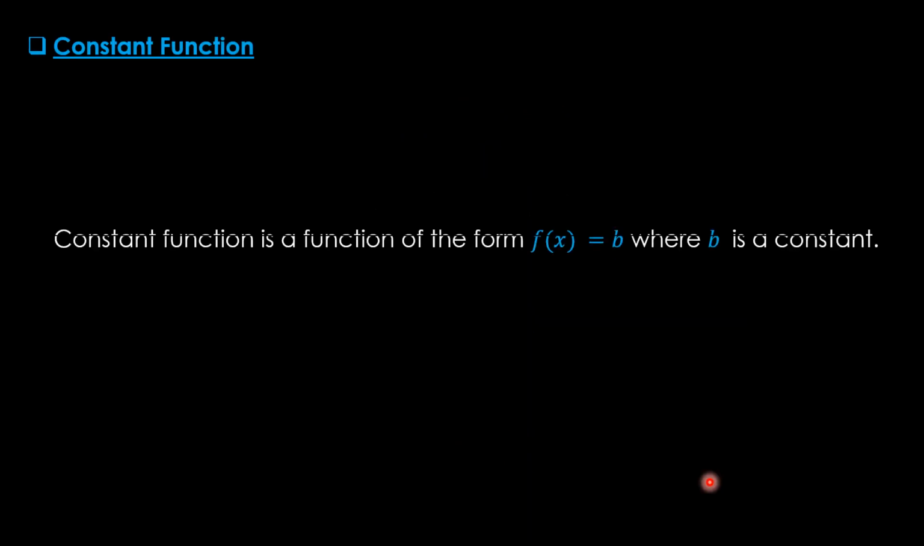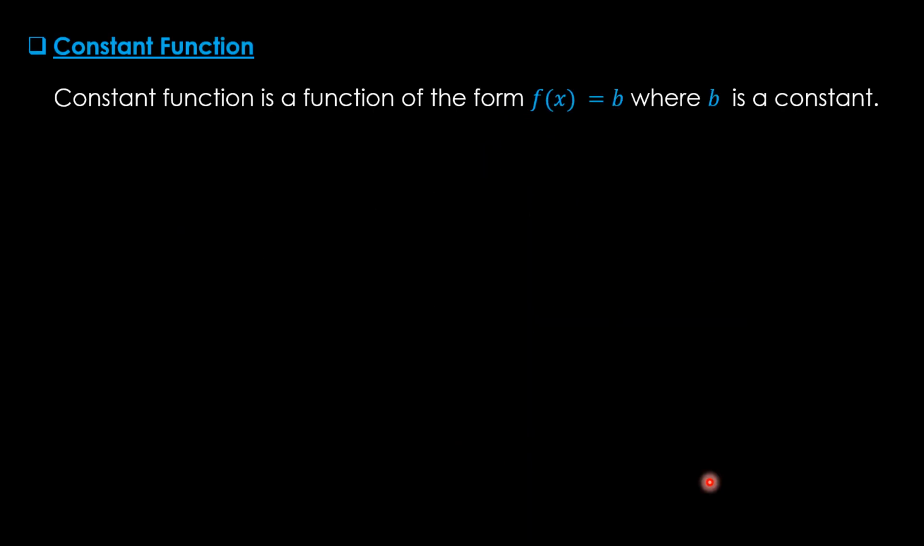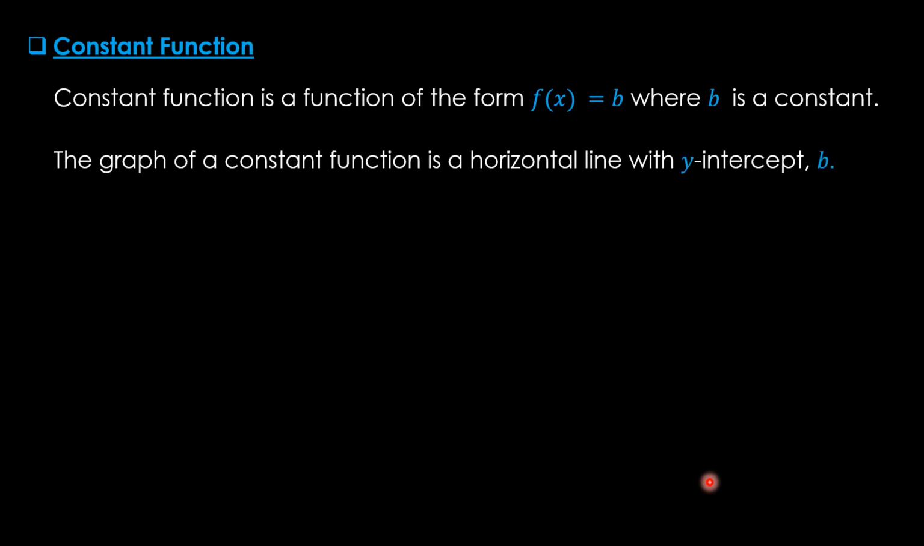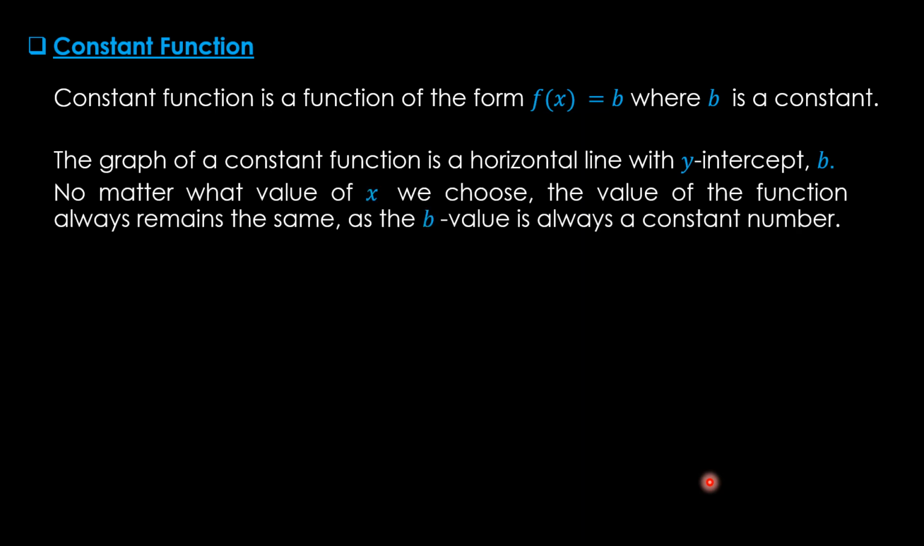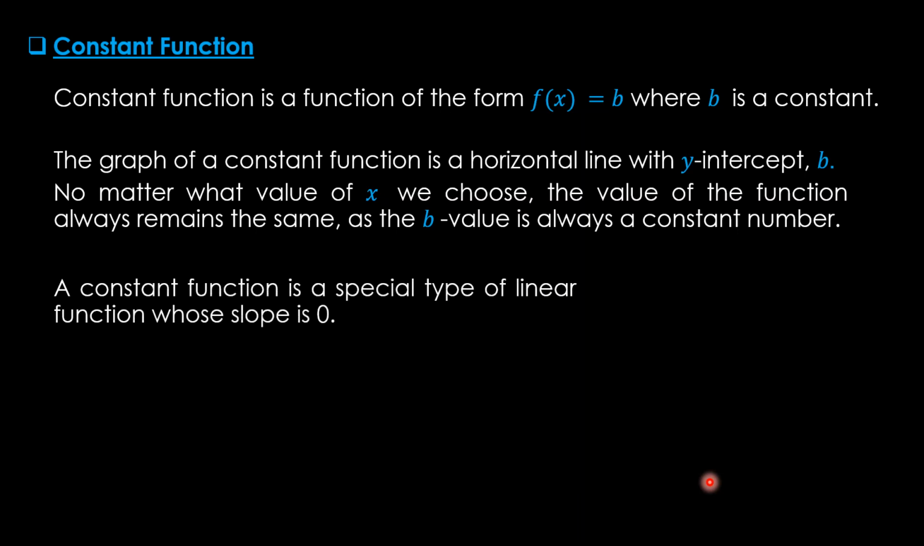Constant function. Constant function is a function of the form f(x) = b, where b is a constant. The graph of a constant function is a horizontal line with y-intercept b. No matter what value of x we choose, the value of the function always remains the same, as the b value is always a constant number. A constant function is a special type of linear function whose slope is 0.